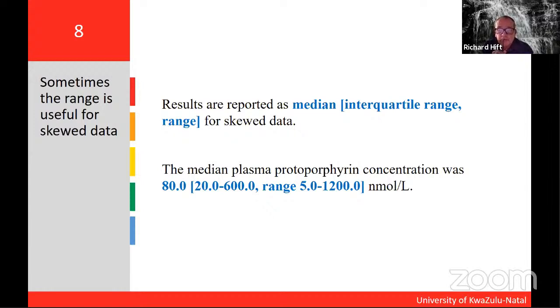Another point is that sometimes the range is also used for skew data. That's the range from minimum to maximum, as in this example. The median plasma protoporphyrin concentration was 80. That's your central tendency. 20 to 600 is the middle 50%, the interquartile range. Range 5 to 1200, minimum to maximum, nanomoles per liter. That might be useful information in terms of people understanding and being able to visualize your results.